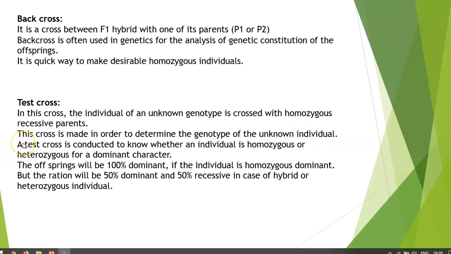Now, why use only the recessive parent? Because in a test cross, which is conducted to know whether an individual is homozygous or heterozygous for a dominant character, when you use the recessive parent, you observe the following results. The offspring will be 100% dominant if the individual is homozygous dominant, but the ratios will be 50% dominant and 50% recessive in case of hybrids or heterozygous individuals.